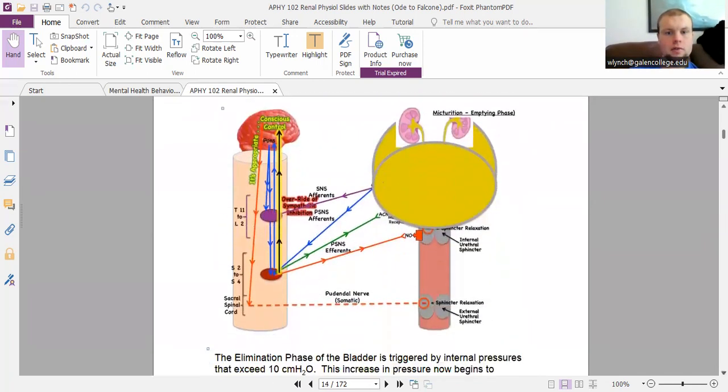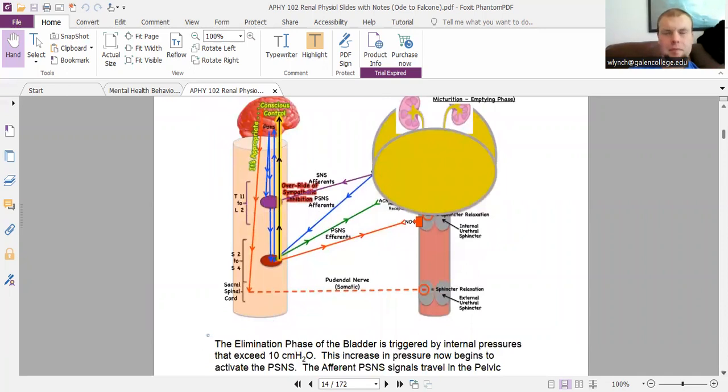All right, during our emptying phase, now what we have is an override of sympathetic stimulation. Okay, so the sympathetic nervous system is now no longer the predominant role here. The pressure on the inside of the bladder has gone above 10 centimeters of water. So now we have inhibitory effects on the sympathetic nervous system.